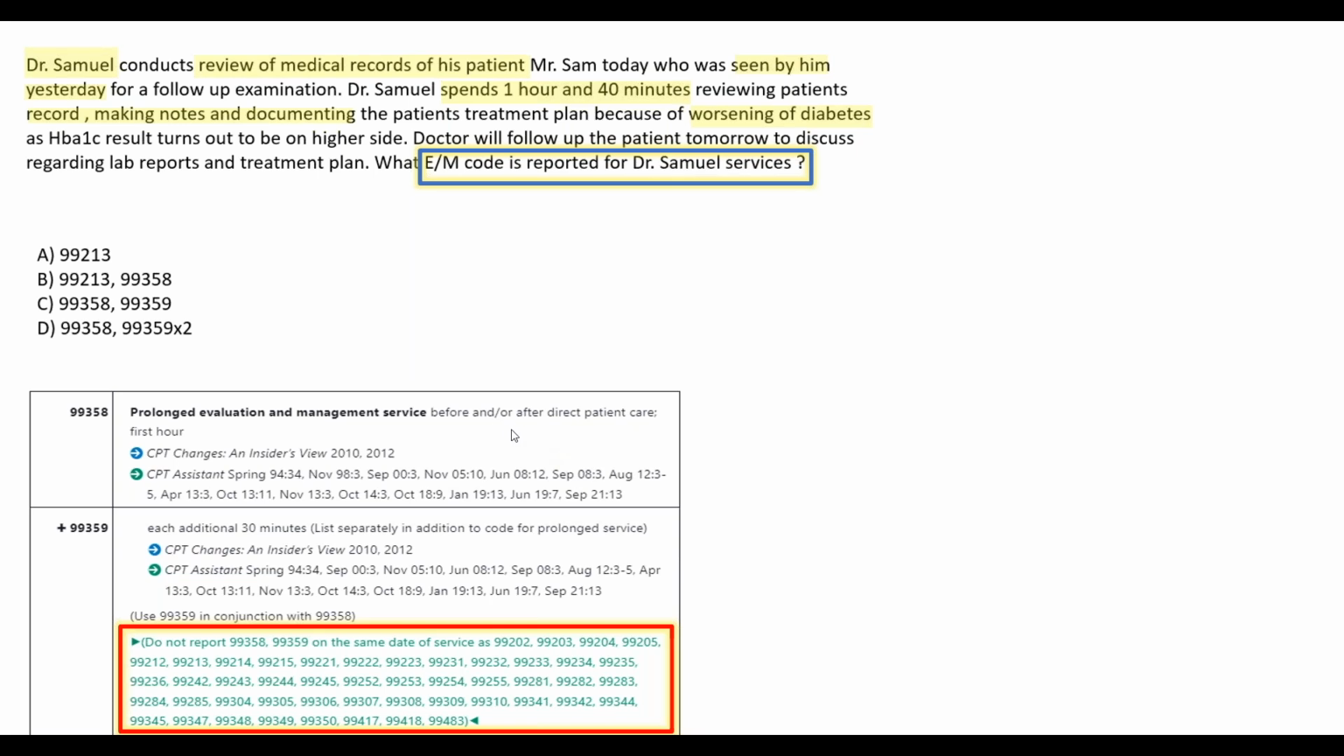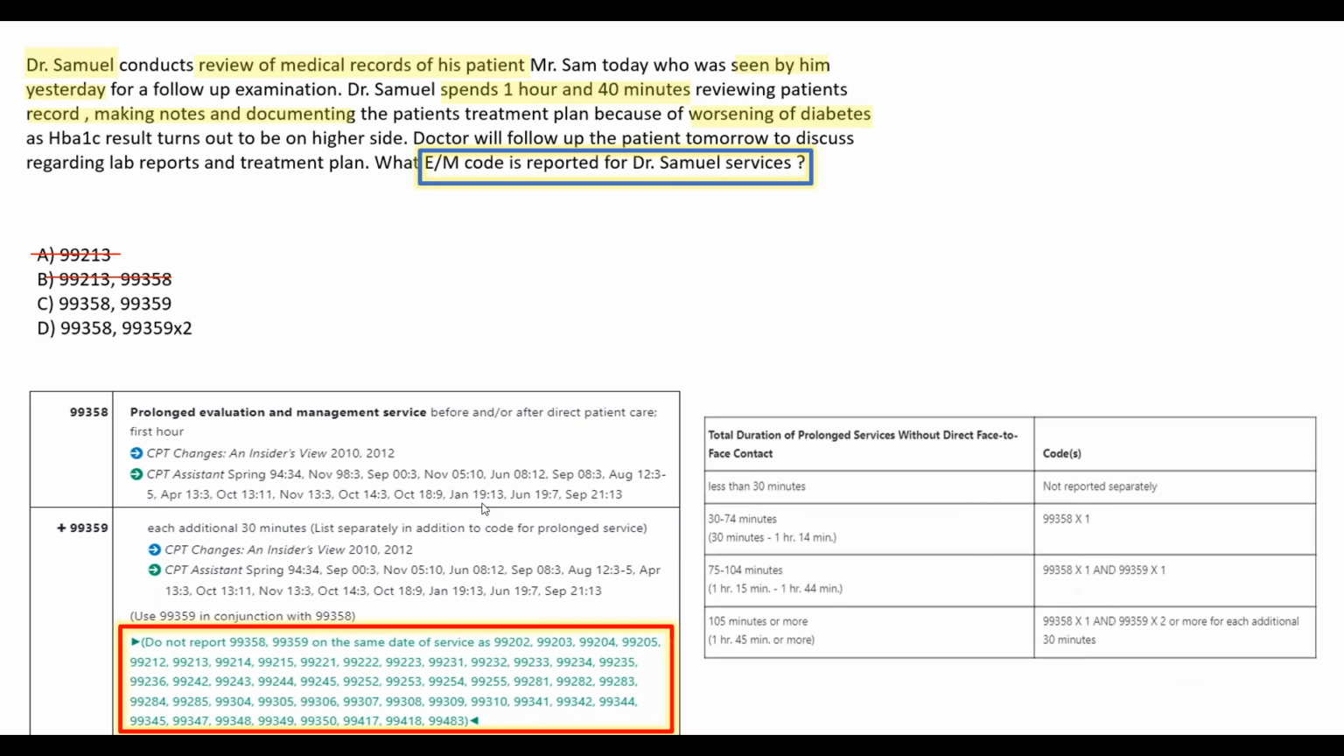So that means we can't append these codes. 99358 or 99359 on the same date of service as the E&M office visit codes. So option A and option B will be incorrect. We can eliminate them, and the remaining two options are option C and D.